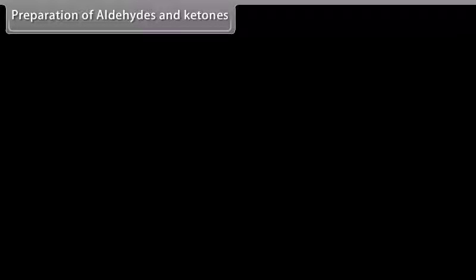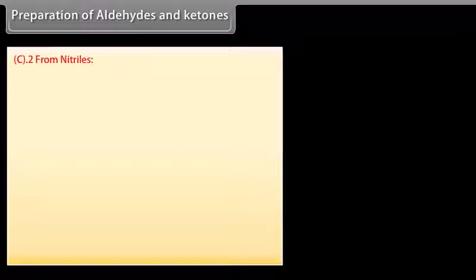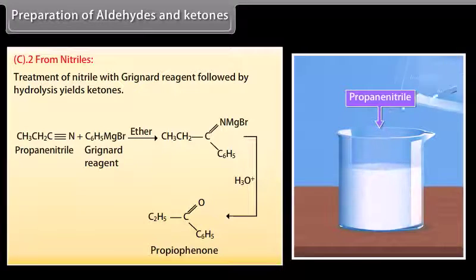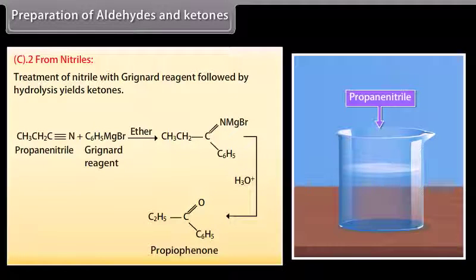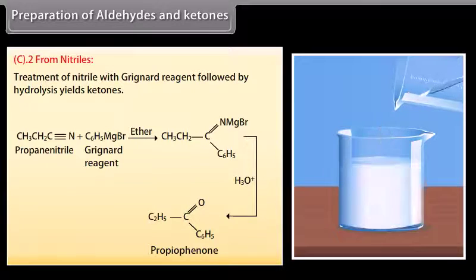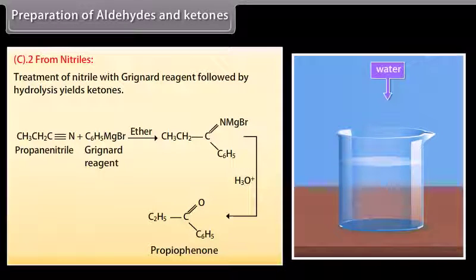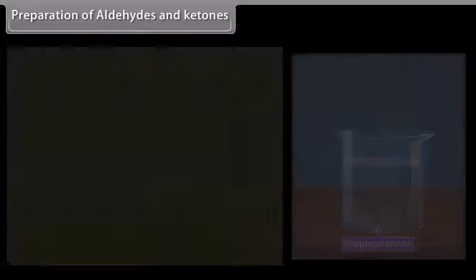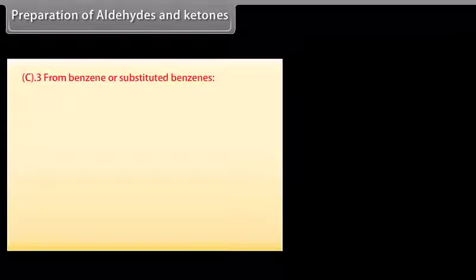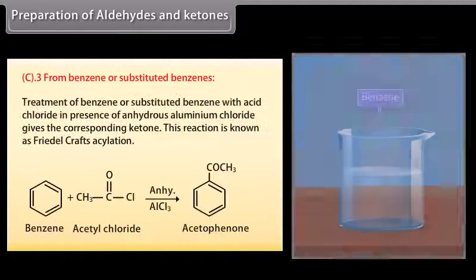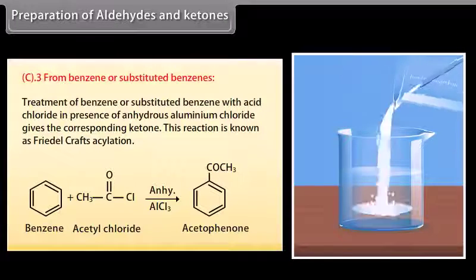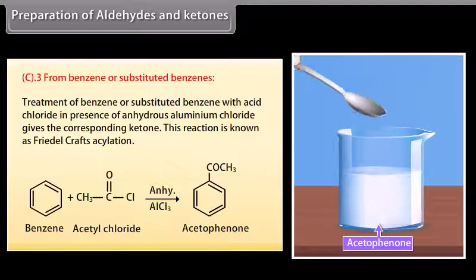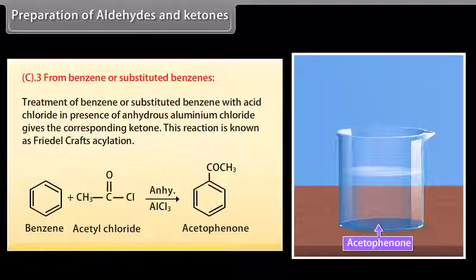Preparation of aldehydes and ketones from nitriles. Treatment of nitrile with Grignard reagent followed by hydrolysis yields ketones. Grignard reagent in ether reacts with propanenitrile and forms an intermediate, and then upon hydrolysis it gives propiophenone. From benzene or substituted benzenes, treatment of benzene or substituted benzene with acid chloride in the presence of anhydrous aluminium chloride gives the corresponding ketone. This reaction is known as Friedel-Crafts acylation.